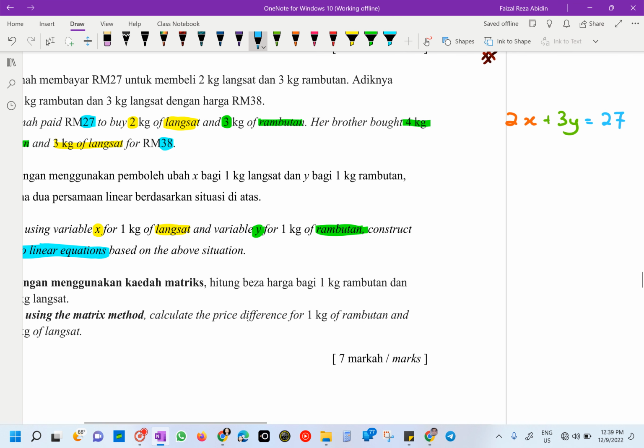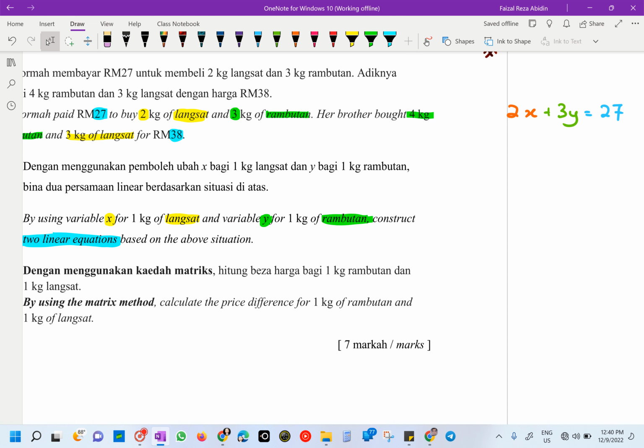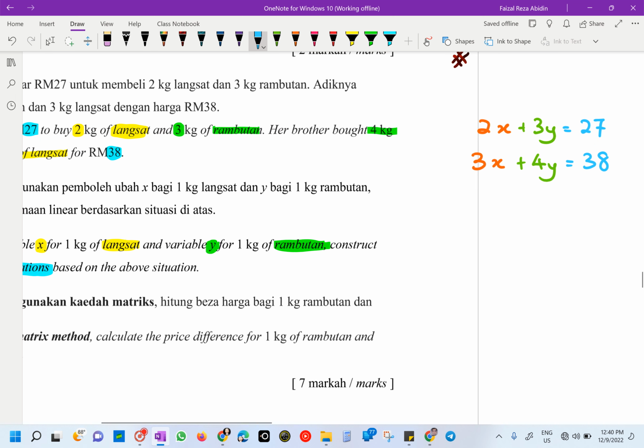Okay. Next. This one yang saya kata ramai yang terkeliru, terbalik. Supposedly you are going to have over here 3 kg of langsat first and then followed by 4 kilo of rambutan. You are going to pay 38 ringgit. This is for her brother. Boleh? This is going to be your 2 marks given.